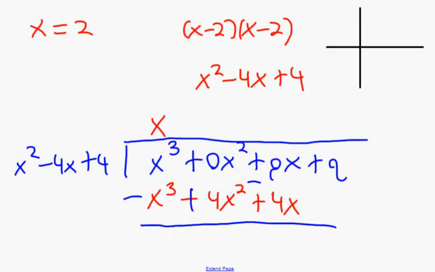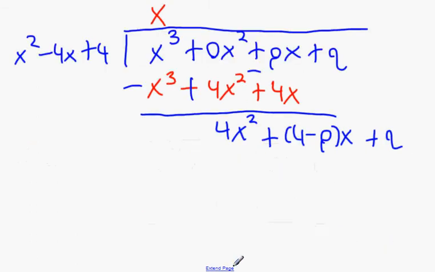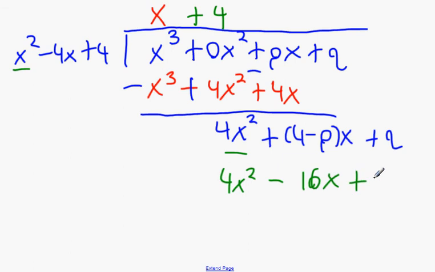So we divide it and what we get is 4x squared plus 4 minus px plus q. The next step now is to divide that in. We're going to get x squared divided by x squared plus 4. Multiply it out, we're going to get 4x squared minus 16x plus 16.